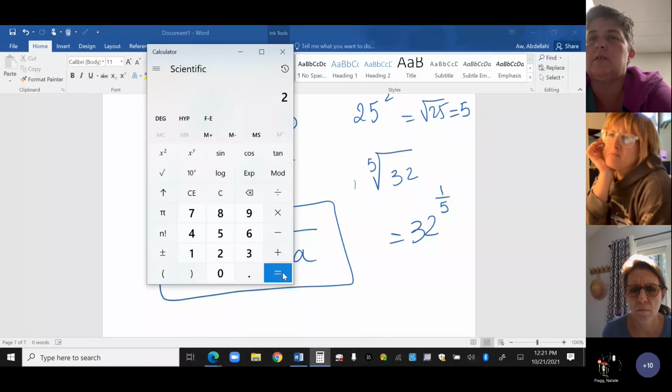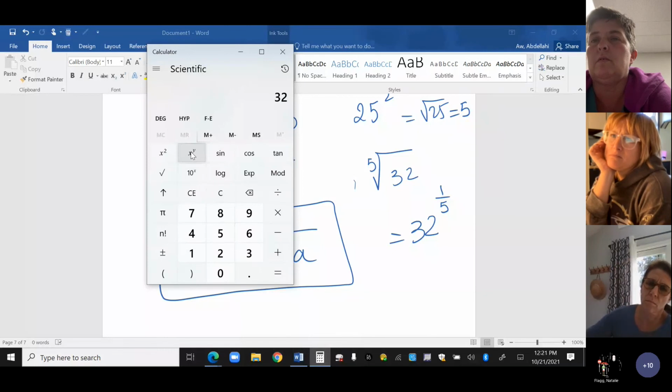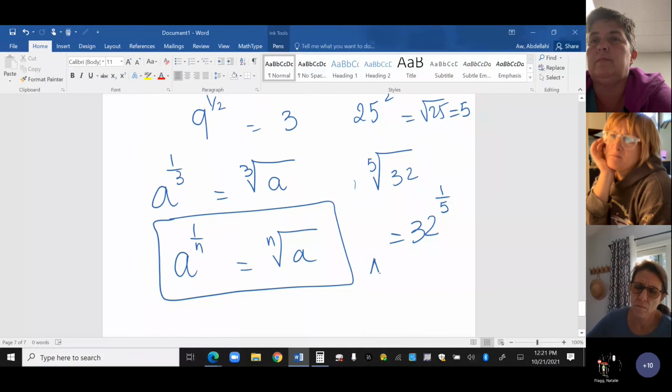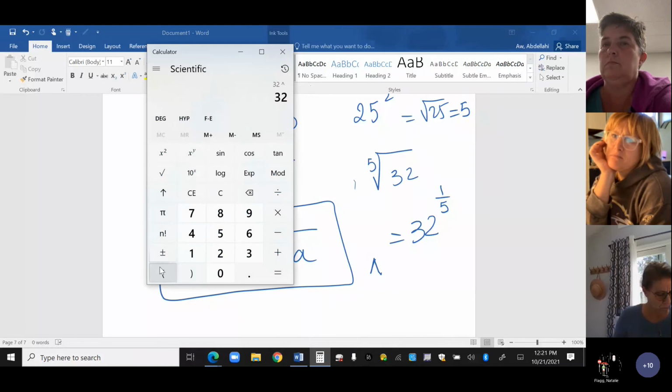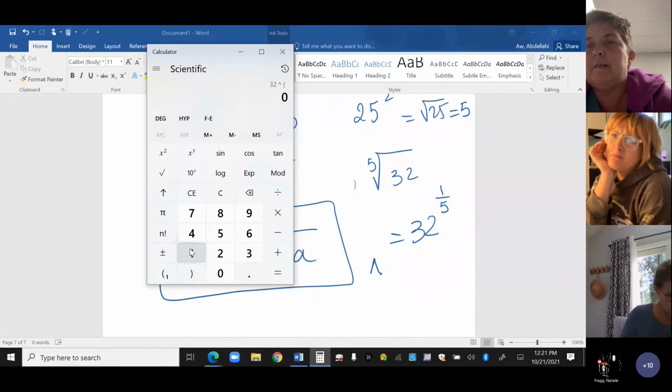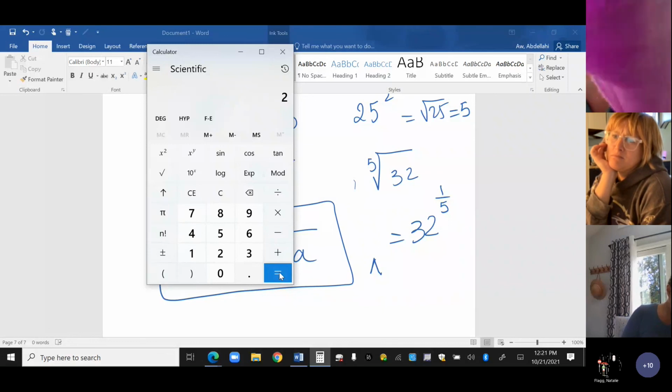Can you do that again, please? I say 32, then raise, which is x to the y power right here. Some calculators have the hat, but mine has x to the y power. I put raised to, and it generates a hat. Since 1/5 is a whole expression, I put parentheses around it: I open my parentheses, put 1/5, close my parentheses, and then I say equal to. See?